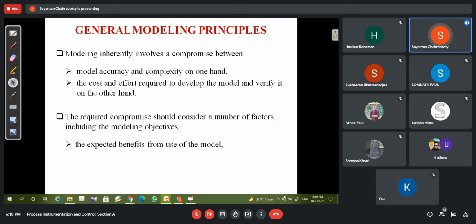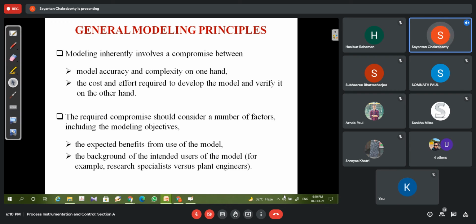But if you expect that if you increase the accuracy by a small amount, although it will increase the complexity, but the benefit will be manifold, then obviously you go for more accurate and complex models. So this compromise is always there. You have to make a trade-off between this choice.